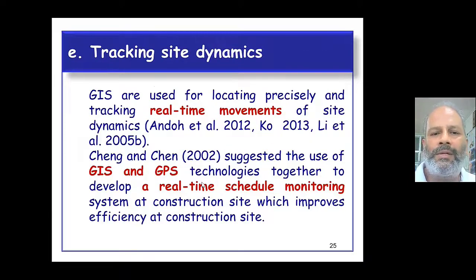Then tracking site dynamics. GIS, along with some other technologies like GPS, helps in getting real-time information or real-time movement of different resources, which are quite useful, both for locating resources and for tracking their real-time movement.